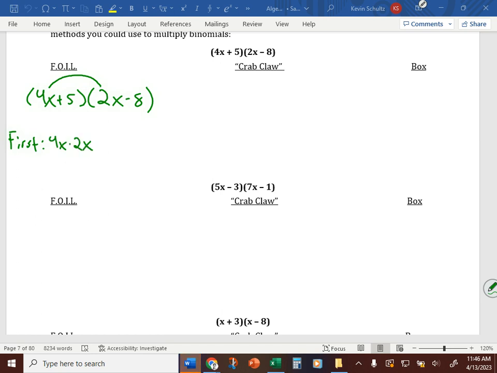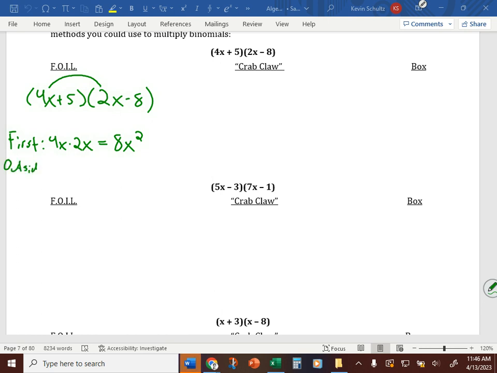And what is 4x times 2x? 8x squared. Because you have two of them, right? 8x squared. The O stands for the outside terms.